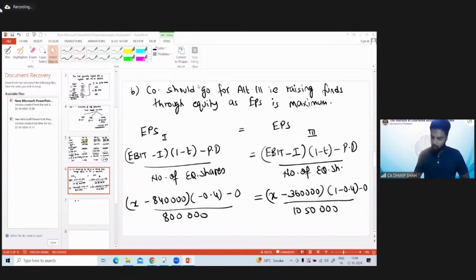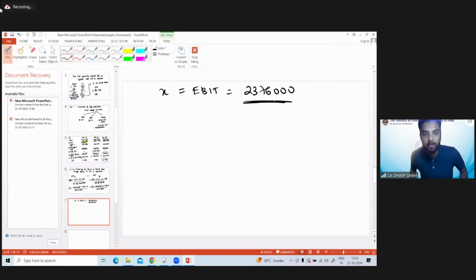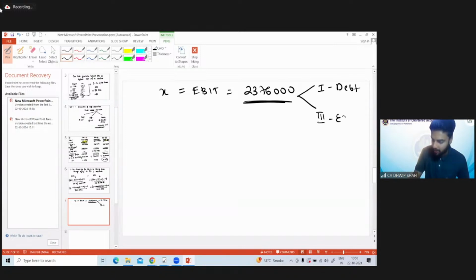Okay, EBIT is 23,76,000, correct? EBIT is equal to 23,76,000. So this is the indifference point between plan 1 and 3. इसका मतलब क्या? If my company's EBIT is at 23,76,000, तो मैं कोई भी प्लान सिलेक्ट करूं, ऑल्टरनेटिव 1 डेट वाला लू या ऑल्टरनेटिव 3 इक्विटी वाला लू, मुझे कुछ फर्क नहीं पड़ता.